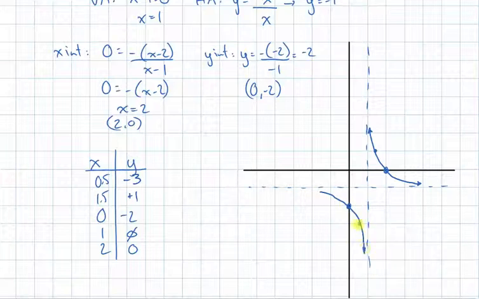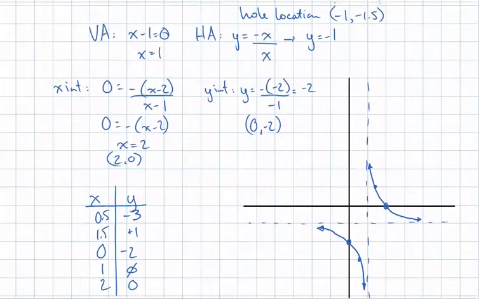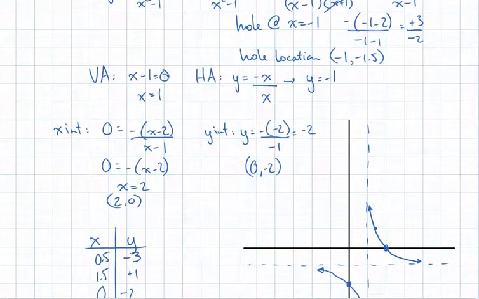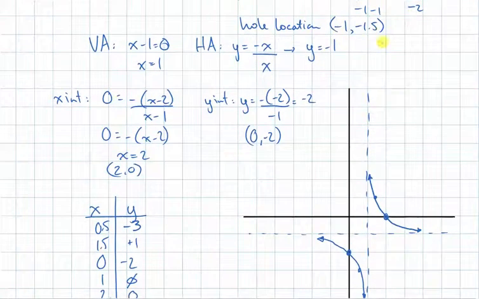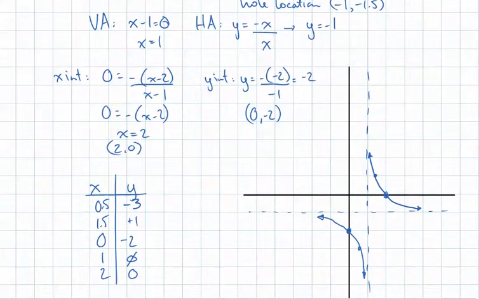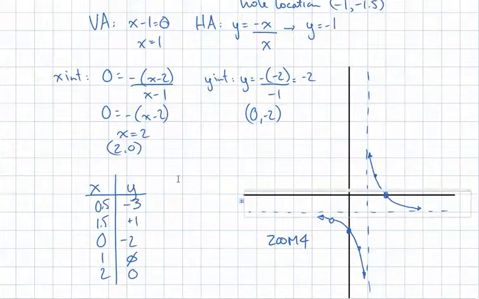And the only thing I haven't accounted for that's going to cause me to need to erase is I forgot about the hole at x equals negative 1 comma negative 1.5. So right there, I actually have to draw a hole. So I go to it, but I don't go through it. Okay? And if you use a graphing calculator with Zoom 4, you should see that hole.